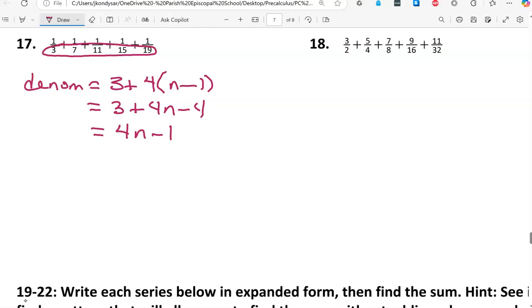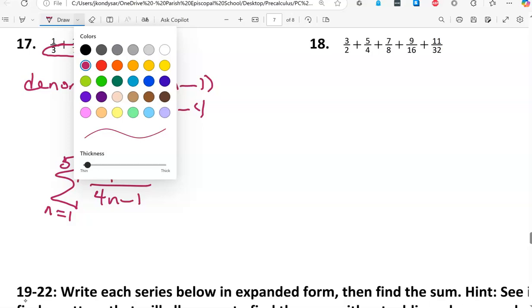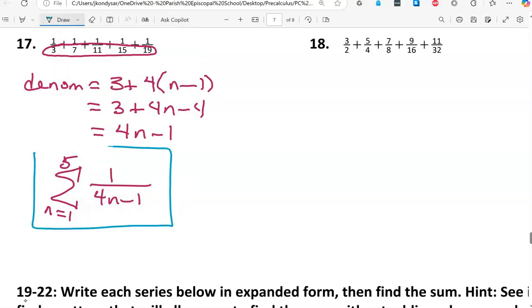So our general term for this series is 1 divided by 4n minus 1, since the 4n minus 1 gives us the value of the denominators, and 1 is always the value of the numerator. In this case, we're assuming starting at 1, there are 5 terms, so that means that we're ending at 5. So this is the summation of 1 over 4n minus 1 as n goes from 1 to 5.